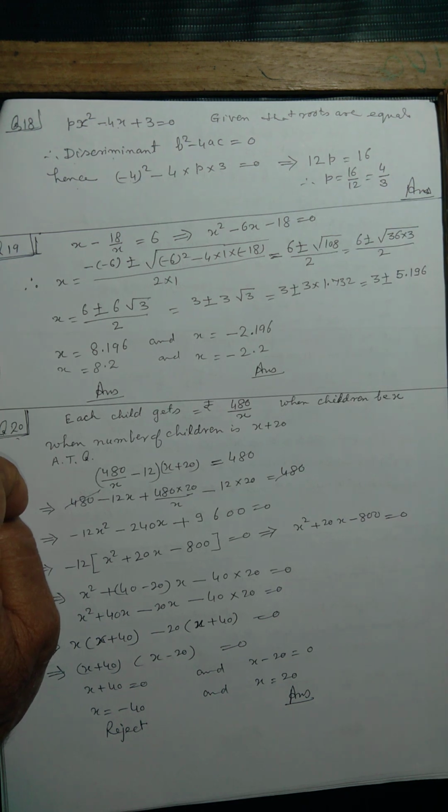Now proceed to question number 19. Solve the following equation: x − 18/x = 6. Give your answer correct to two significant figures.